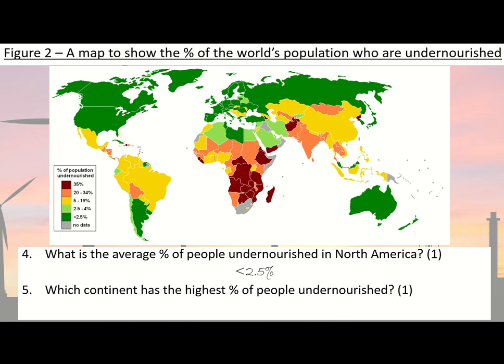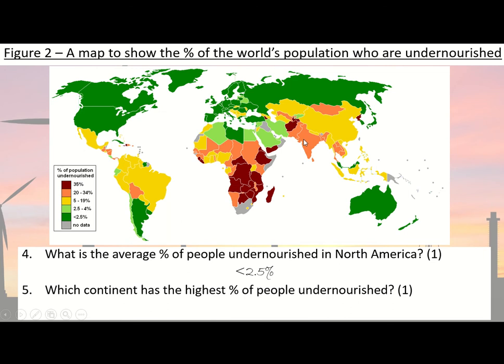Which continent has the highest percentage of people undernourished? Again, fairly similar picture when we looked at energy. The places in the world that have the most undernourished populations, on a whole scale, are on the continent of Africa. You've got the most dark red and kind of peachy coloured countries anywhere in the world. It doesn't mean they're the only places.